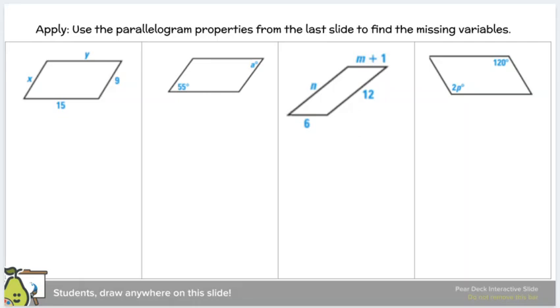So we're going to apply those and find these missing pieces. So if you want to pause the video and try it on your own, then you can come back to review when you're ready.